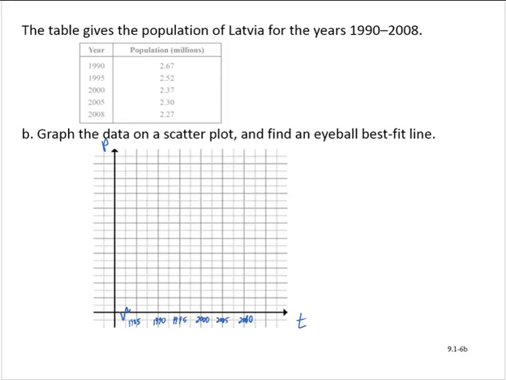That should take care of all of our data points. And then the population, again, let's see, our minimum value is 2.27, our maximum is 2.67, so everything's between 2 and 3. So let me put a break in the axis here, and I'll call this 2. And then, let's see, I've got 1, 2, 3, 4, 5, 6, 7, 8, 9. That'll work. I'll call this 2.1, 2.2, 2.3, 2.4, etc.